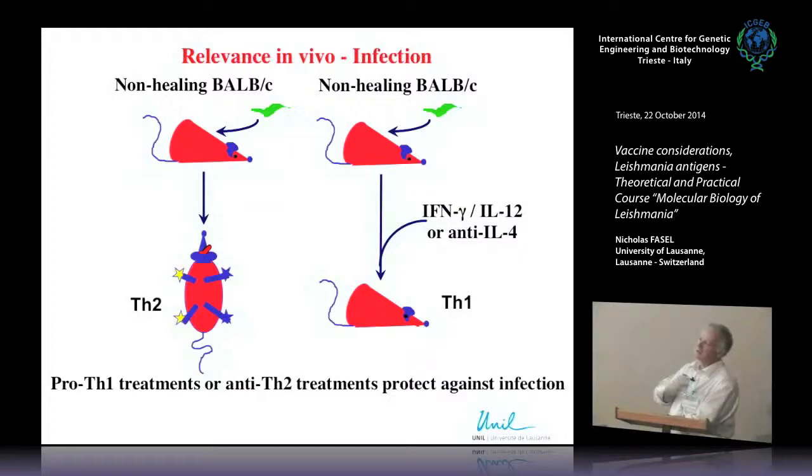The principle behind it is what Paul said, and comes from this old experiment of Th1 and Th2. Everything is based on that. So Th1 is good, Th2 is bad. And it comes from the mouse model with a non-healing BALB/c model, where you infect with, for example, Leishmania major, you develop lesions in the footpad, and you know that you have a Th2 response. If you take non-healing BALB/c mice infected with Leishmania major, you can treat with interferon gamma or IL-12 or anti-IL-4, you develop a Th1 response, and you can protect against the infection. Okay, that's the Th1, Th2 paradigm.